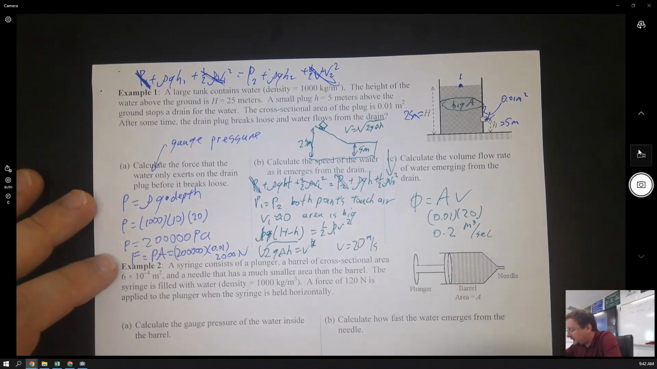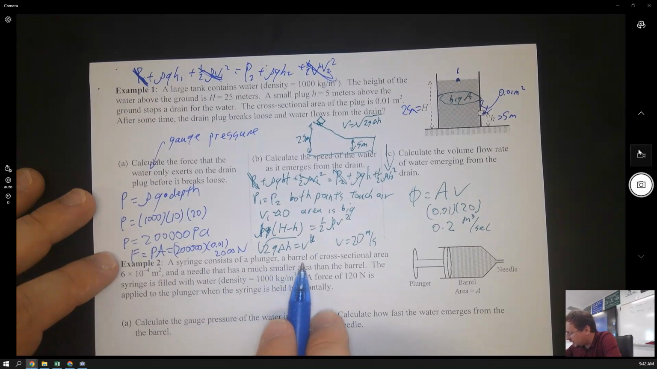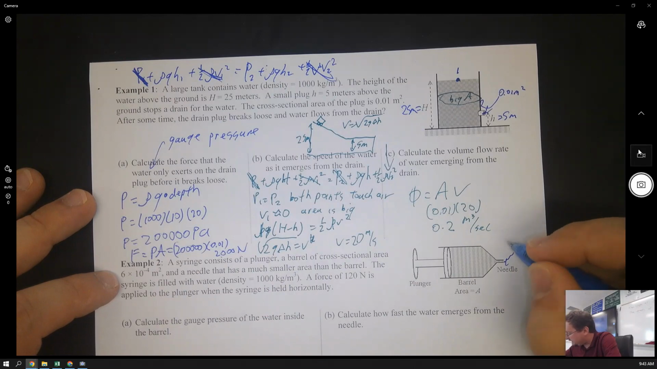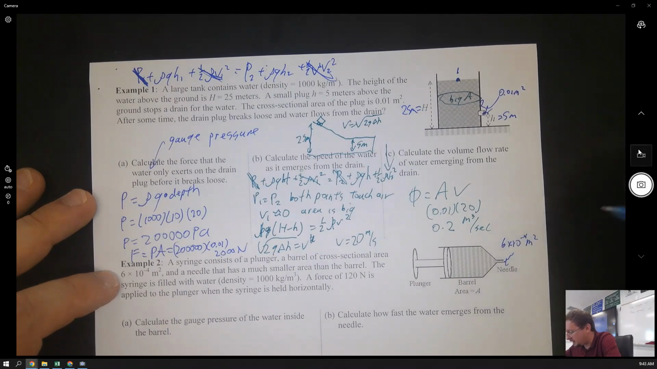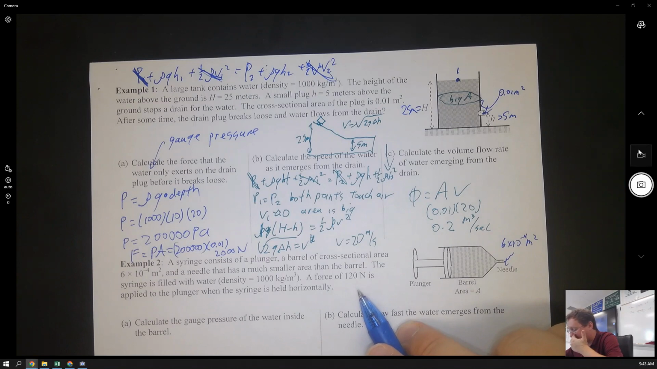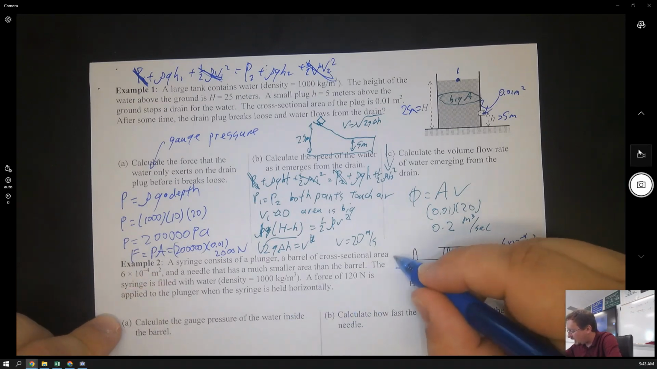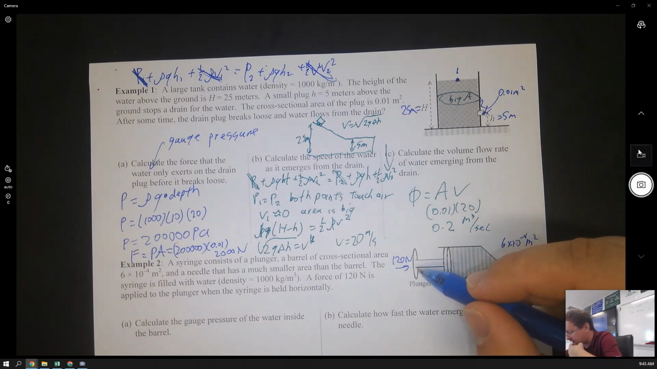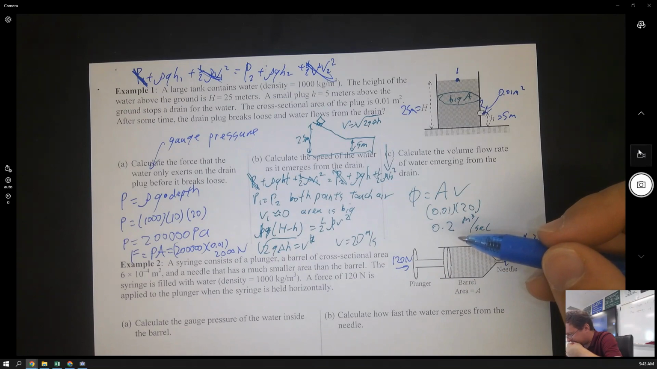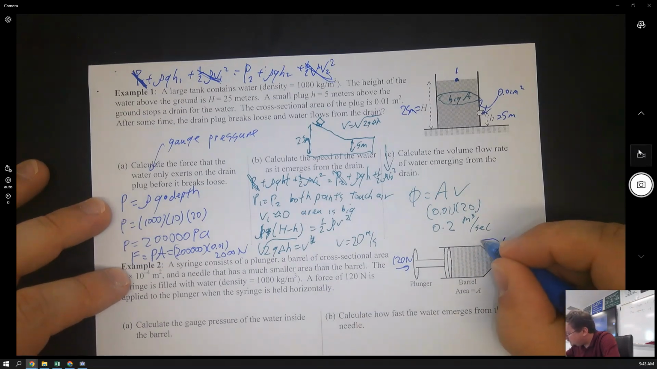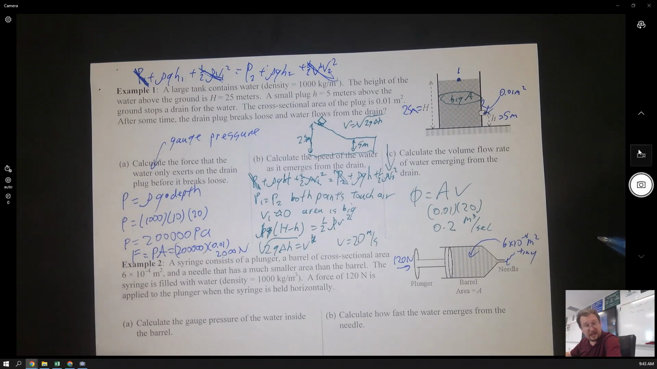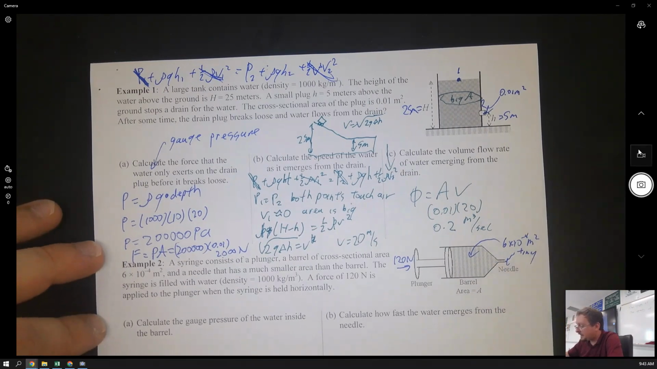Holy smokes. Okay. The syringe has a plunger, a barrel, which is way bigger in area than a little needle. The syringe is filled with water, and a force of 120 newtons is exerted on the plunger, oh, no, I'm sorry, the barrel. The barrel has a cross-sectional area of 6 times 10 to the negative 4 meters squared, and the needle has a much tinier area than that, probably 10 to the negative 6, so less than 100th as much as the barrel area. Okay, the gauge.